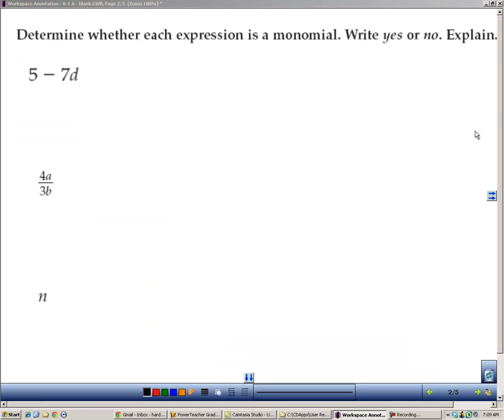Here we're going to do some more work with monomials to determine if they are yes or no. This first one, is this a monomial? Well, the 5 is a monomial, and so is the 7d. But as soon as you put that minus sign in the middle, it's not a monomial anymore because you're combining two individual monomials with an addition or subtraction sign. So that's a no. This one here is also not a monomial, because you're dividing by a variable, as we saw in the last example. The last one, n, yes, that is a monomial, because it's just a variable, and that's part of the definition of a monomial.